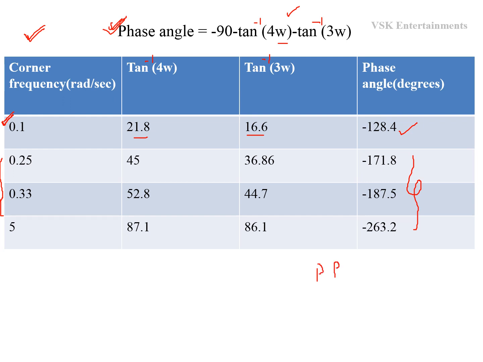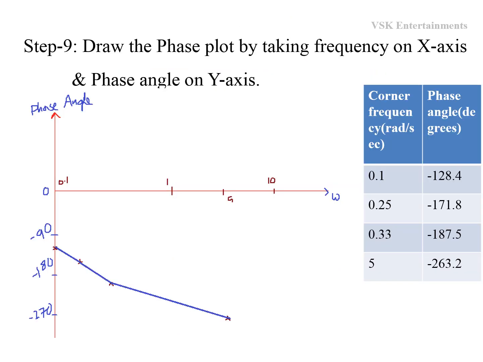Okay, very simple. For drawing the phase plot, we have to consider the phase angle on the y-axis and corner frequencies on the x-axis. By taking these things, we are going to draw the phase plot. This is the phase plot for the given corner frequencies, using the obtained phase angles.